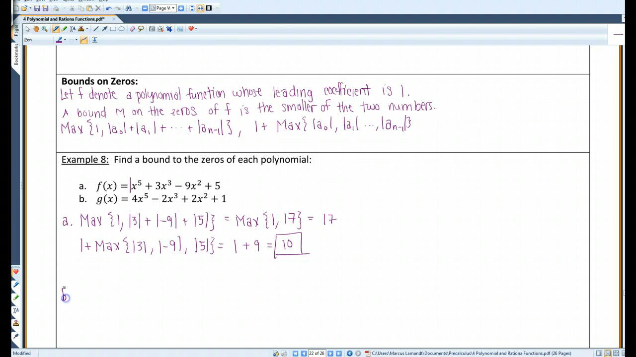Okay, for B, we don't have a 1 as a leading coefficient. So what I have to do first is divide everything by 4. So now I've got x to the 5th power. 2 over 4 simplifies to 1 over 2. And the same thing with the third term. Plus 1/4. Okay? And then we just do the same thing again.